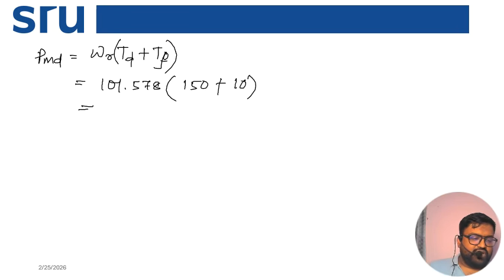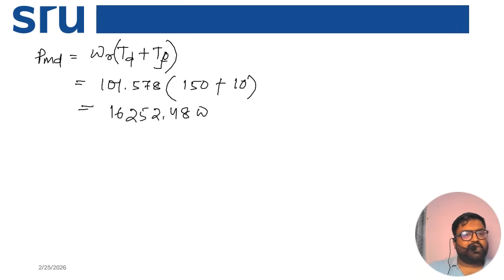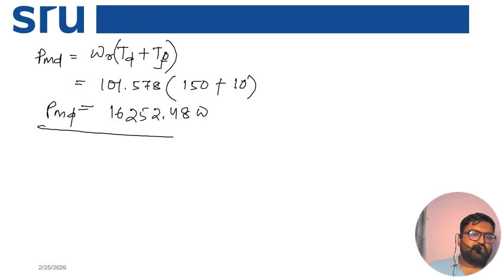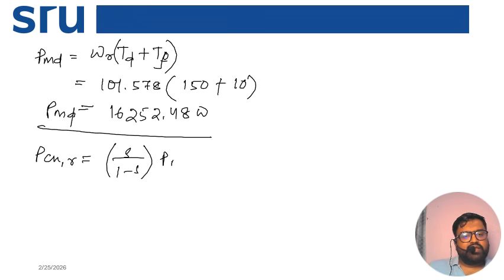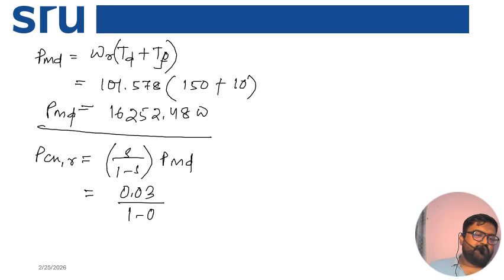That is your 16252.48 watt. That is the mechanical power. If we are getting the mechanical power PMD as this much, then we already know the formula to find the peak copper loss across the rotor. The formula is S by (1 minus S) into PMD. S is 0.03, so 0.03 by (1 minus 0.03).